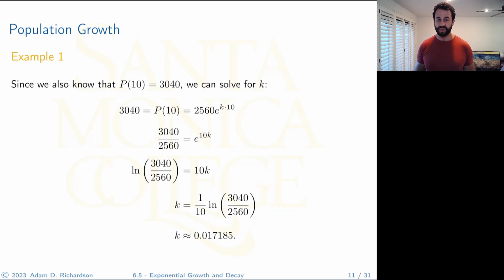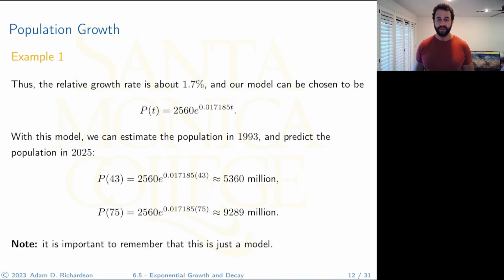If you wanted a decimal representation instead of something a little more complicated, you can go to a calculator or a computational resource and it will approximate this irrational number for you. I did that right here, and we got that k is approximately 0.017185. All right, so we'll use that. That tells us that the relative growth rate is about 1.7%, and we can choose our model to be this, just like so.